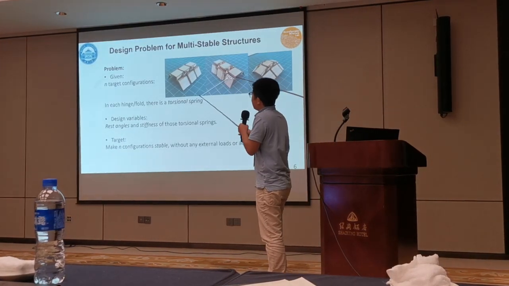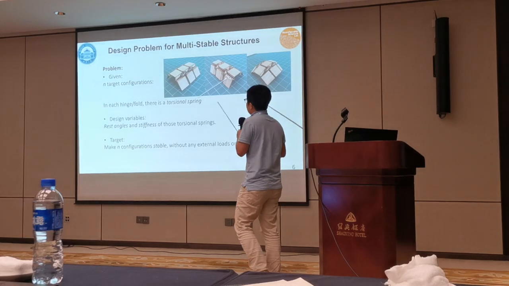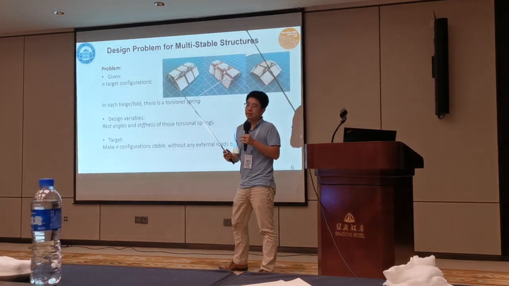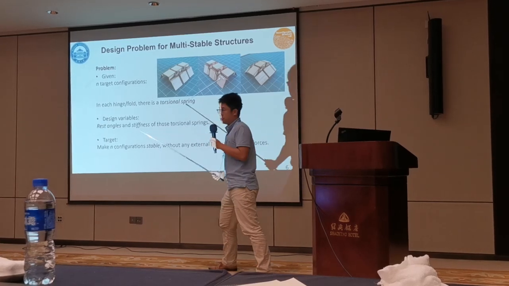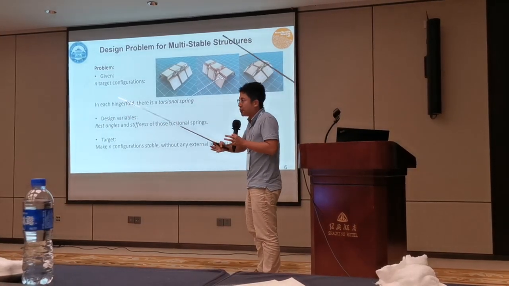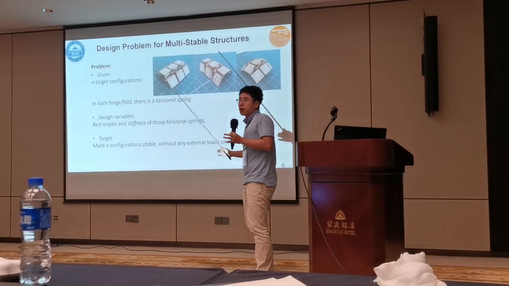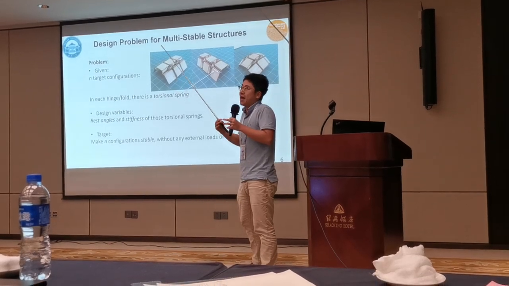So let me just clarify the design problem. Given the mechanism, this is the mechanism provided, let's say, and then we introduce, right? It's a multi-stable mechanism. How can you change it into a multi-stable structure? It has to be a structure, right? It has to have energy in it.